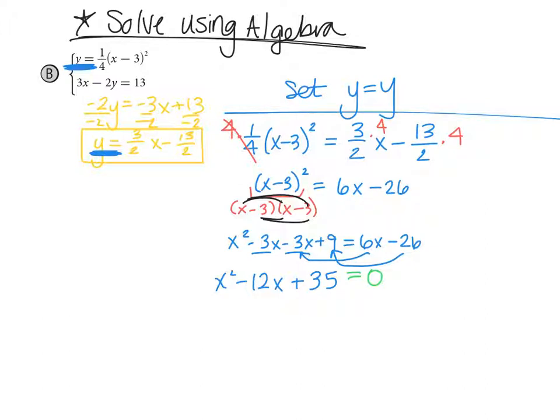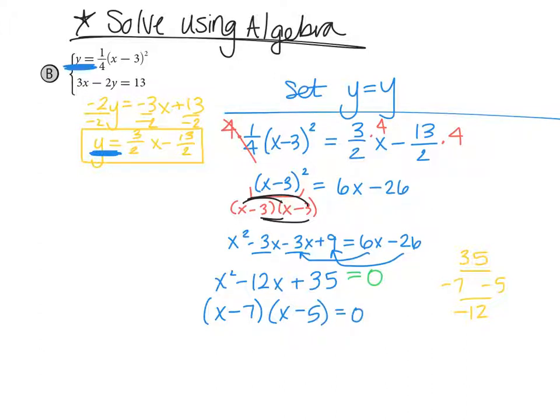So if I can, I'm going to try to factor. So I'm going to check that out. 35 is my top number. Negative 12 is my bottom number. All right, I think negative 7 and negative 5. Yeah, that'll work. All right, so I'm going to use that to factor. That's pretty nice. x minus 7, x minus 5 equals 0.